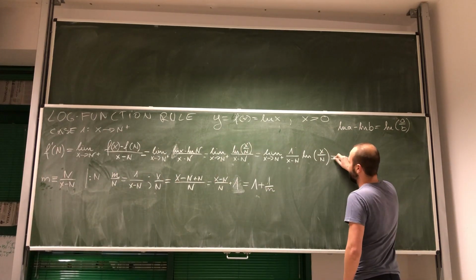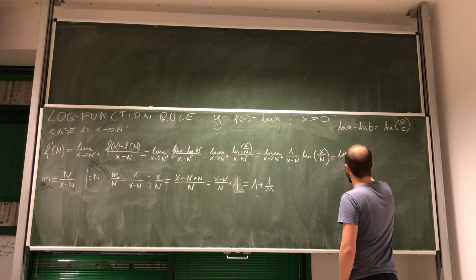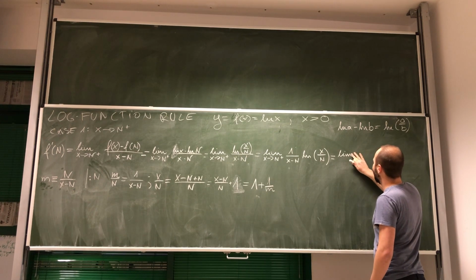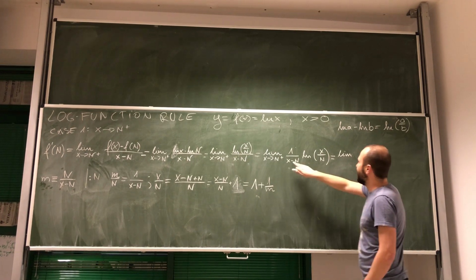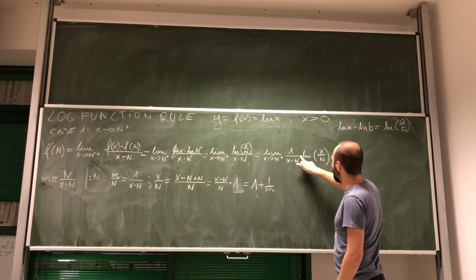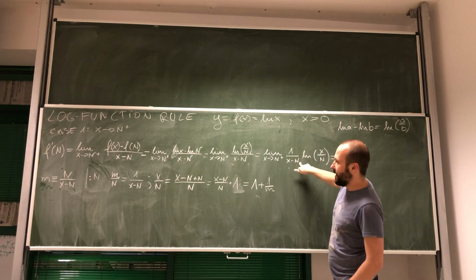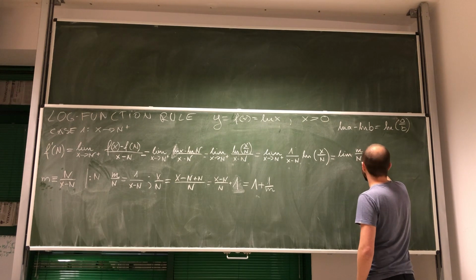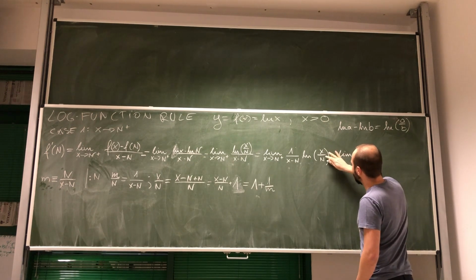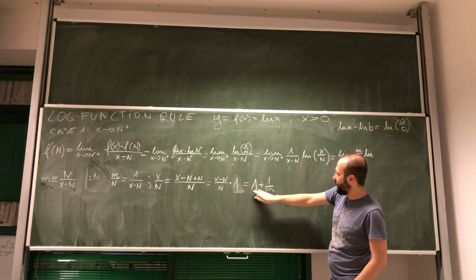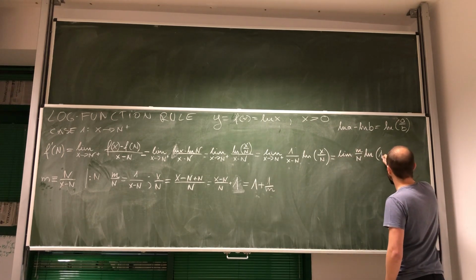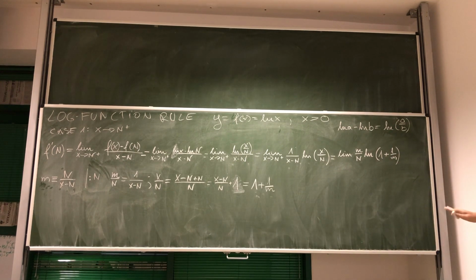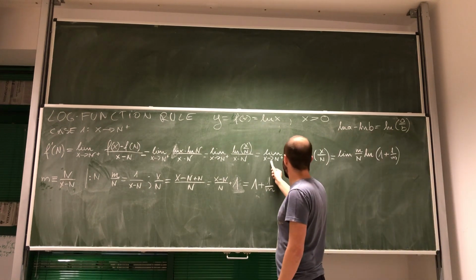Okay, so here we have now the limit. Now look, if I have 1 over x minus n, I can replace it with m over n. And this is times ln x over n. I can replace x over n by 1 plus 1 over m. Okay, now the question is, what do we have over here?